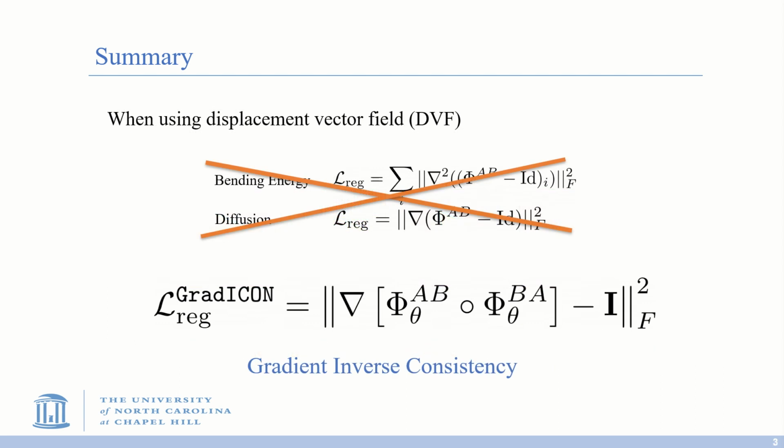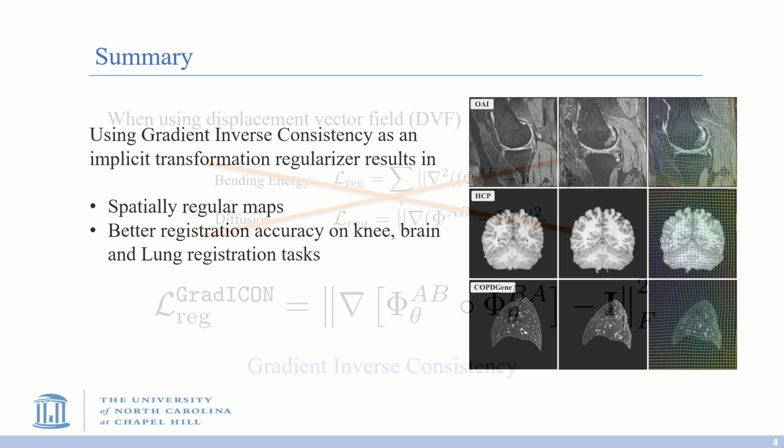We propose gradient inverse consistency as an implicit regularizer to train a registration neural network. We call it implicit regularizer because it does not directly penalize the transformation itself, like what the bending energy and diffusion regularizer do. Instead, it penalizes the gradient of the residual error of inverse consistency.